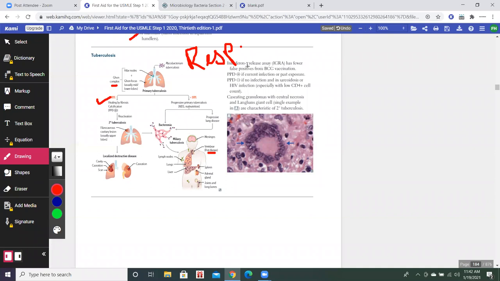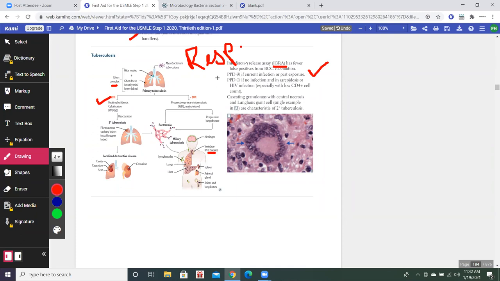So what we do is we can do an interferon gamma release assay, which is known as IGRA, which has fewer false positives from BCG vaccination. In certain BCG vaccinations, you can get a positive tuberculosis test, but that is due to the fact that they gave non-pathogenic strains to induce an immune response. So that's that. And purified protein derivative is positive if there is current infection or past exposure. This is a screening test. And PPD is negative if there's no infection, or sarcoidosis, or HIV with a low CD4 count.